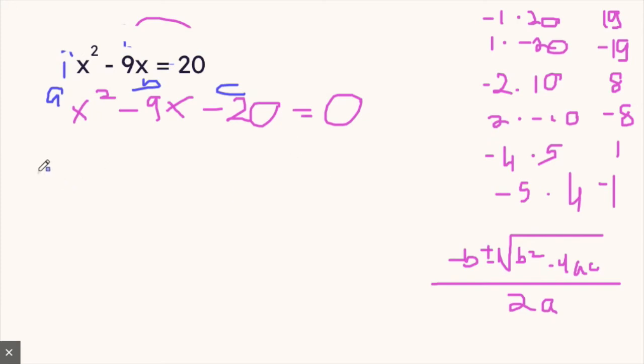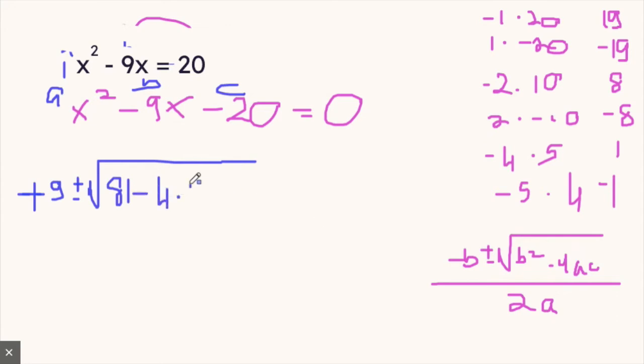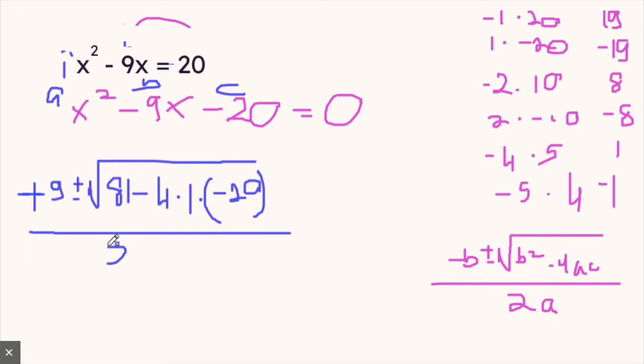Negative b is going to be negative 9, which is positive. 2 negatives make a positive. Plus minus the square root of b squared. Negative 9 times negative 9 is going to give us 81. Minus 4ac. 4a is 1, c is negative 20. You can write it in parentheses, divided by 2a, which is going to be 2.